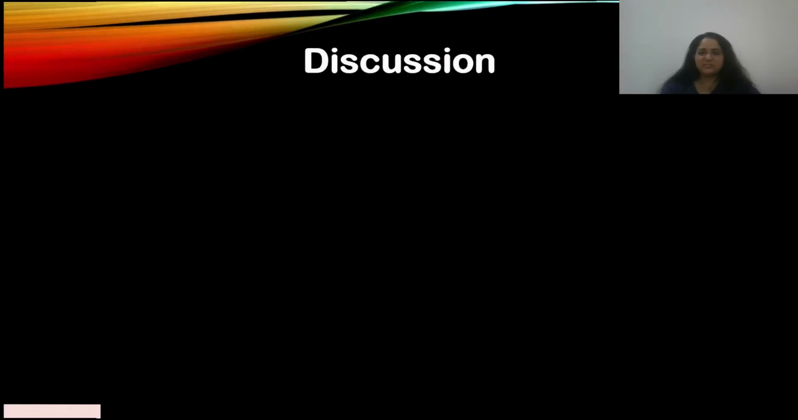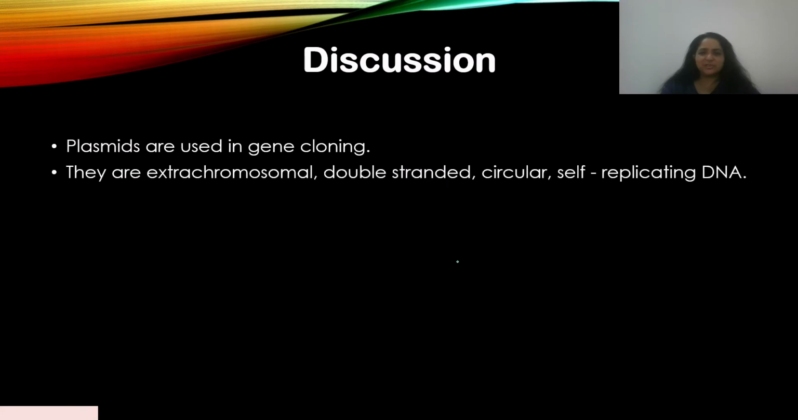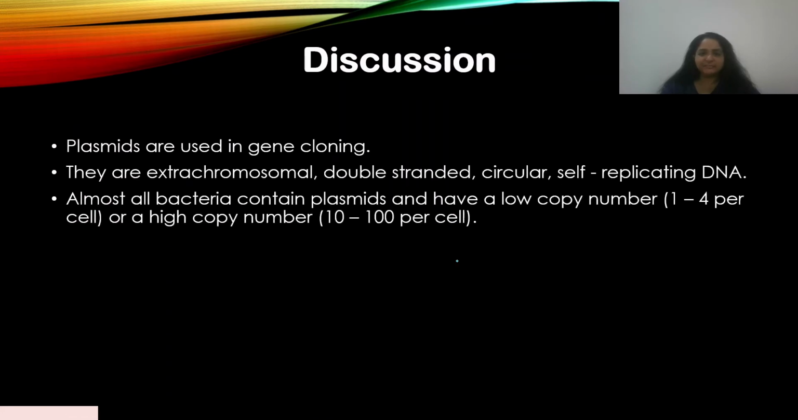I think we already discussed plasmid before, so I don't want to go much into it again. It's basically the same thing. I've just added the different ranges that high copy number or low copy number have. It can be 1 to 4 plus per cell, or 10 to 100 per cell. All right. Let's move on then.